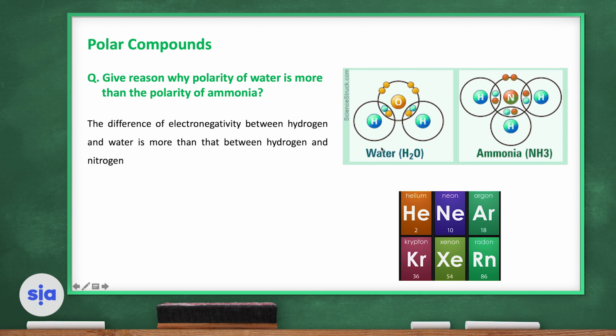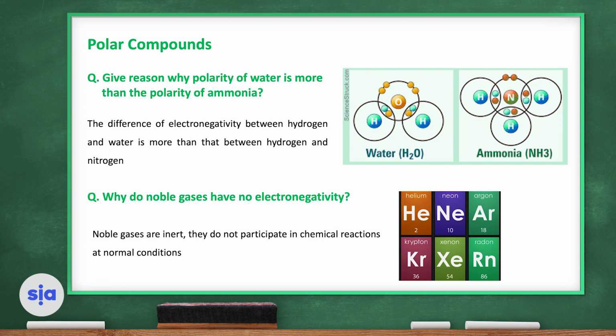Do you remember electronegativity? Yes, it's the force of attraction of an atom to the shared electrons in the covalent bond. Why do you think noble gases have no electronegativity? These are examples of some noble gases: helium, neon, argon. And they are inert. They do not participate in chemical reactions at normal conditions. They do not have electronegativity.